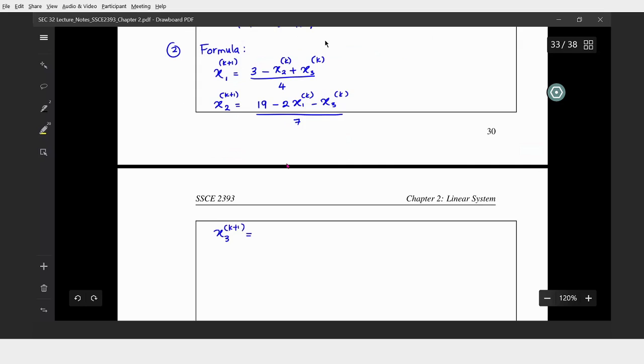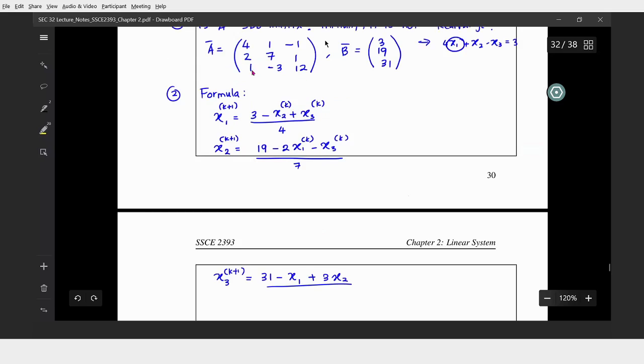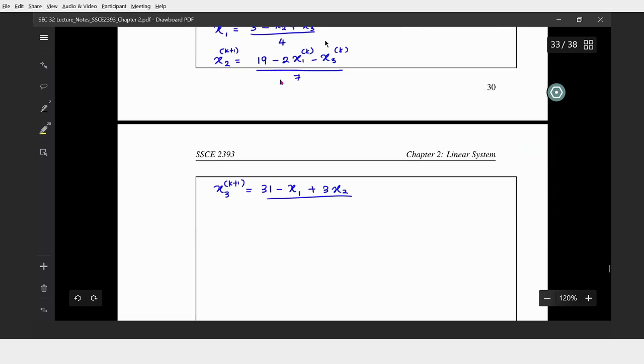The formula for x3 comes from equation number 3, which is 31. You can just refer to your notes. 31 minus x1 plus, because you have the negative here, so plus 3x2. Just rearrange your equation, plus and minus here and there, over the coefficient of x3, which is 12. And don't forget the iteration notation. So those are the 3 formulas for x1, x2, and x3.